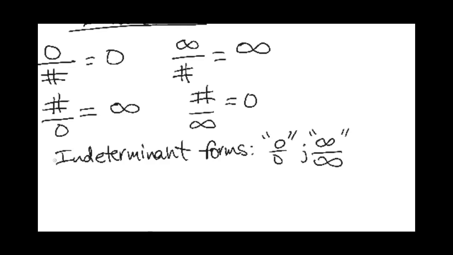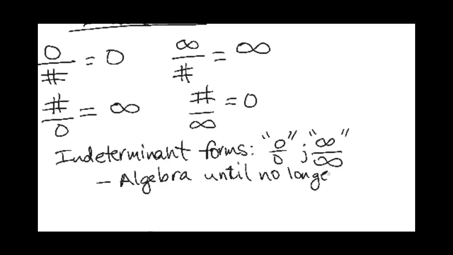And what you do is, if you get a limit and you get an answer, you're done. But if you get one of these indeterminate forms, you have to do algebra until it's no longer indeterminate. And then once you get a form that's no longer indeterminate, you'll get a number answer and you're done. That's basically the concept of limits at infinity.